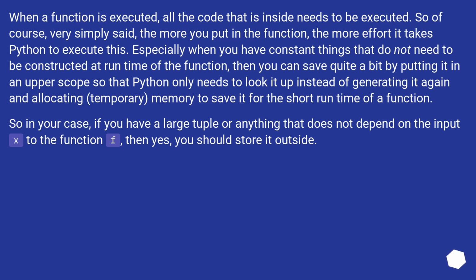When a function is executed, all the code that is inside needs to be executed. So of course, very simply said, the more you put in the function, the more effort it takes Python to execute this. Especially when you have constant things that do not need to be constructed at runtime of the function, then you can save quite a bit by putting it in an upper scope so that Python only needs to look it up instead of generating it again and allocating temporary memory to save it for the short runtime of a function. So in your case, if you have a large tuple or anything that does not depend on the input x to the function f, then yes, you should store it outside.